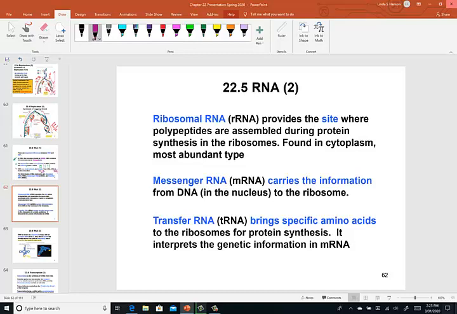Ribosomal RNA, the first of the three types of RNA molecules, is the site where polypeptides are assembled during protein synthesis. They're found on ribosomes. They're in the cytoplasm, and these really are the most abundant type of RNA molecules.